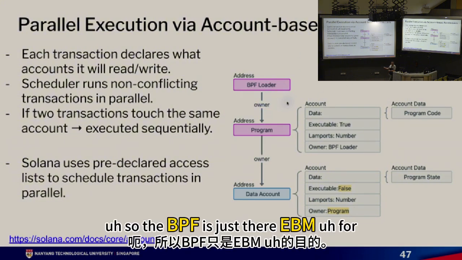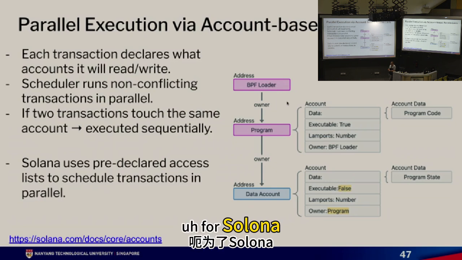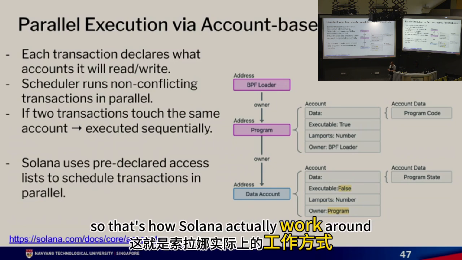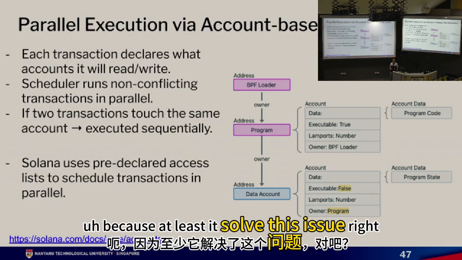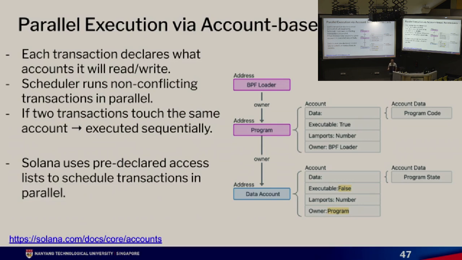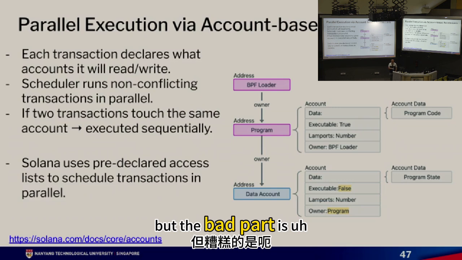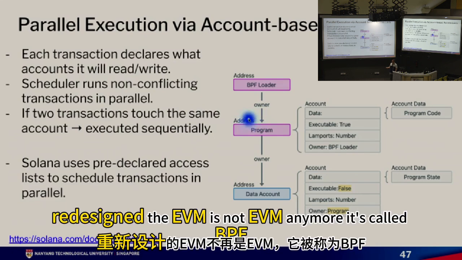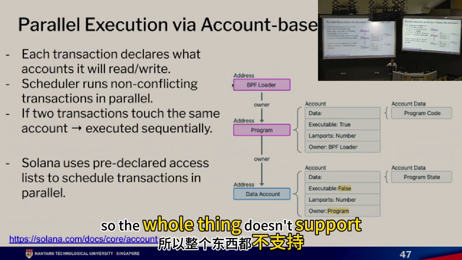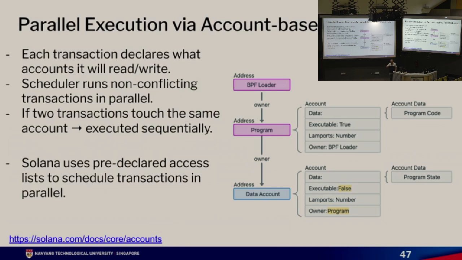The BPF is just their EVM for Solana. So that's how Solana works around this potential state conflict, which is good because at least it solved this issue, right? But the bad part is that by doing that, the whole system has been redesigned. The EVM is not the EVM anymore. It's called BPF. So the whole thing doesn't support EVM Solidity at all. That's why you have to learn Rust in order to code on Solana.